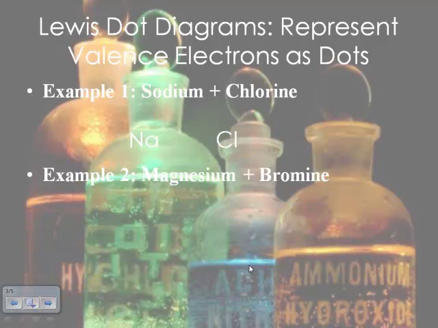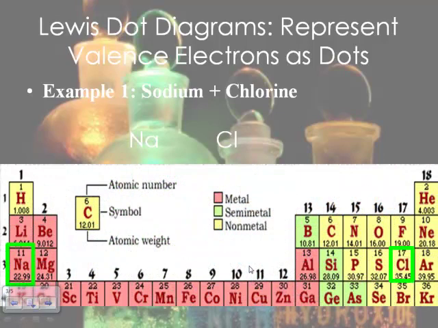First, we'll focus on sodium and chlorine. So let's find those on the periodic table. I've highlighted sodium here. It's in the first group, and to draw a dot diagram, we represent the valence electrons for sodium as a dot. Since sodium's in the first group, it has one valence electron. In its configuration, it looks like 1s2, 2s2, 2p6, and then in its valence shell it's 3s1. So we have one dot for one valence electron.